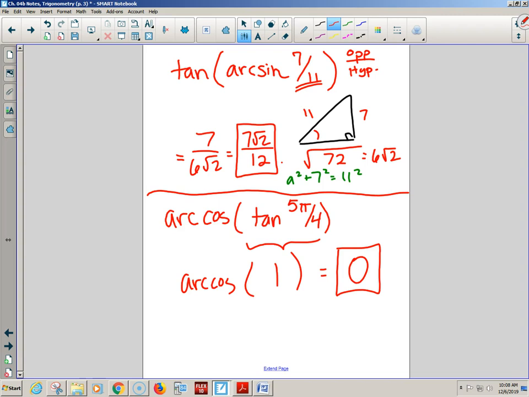Okay, so this is an angle. I could say 0 degrees or I could say 0 radians. I just don't want you guys to think that it's like a unit circle 0.